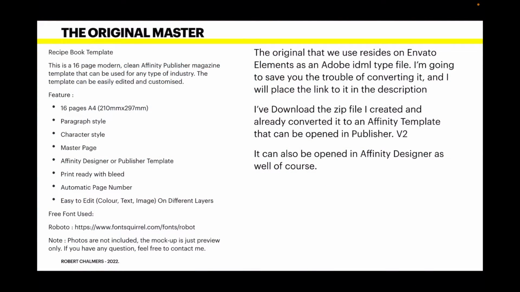Now, the original master, the recipe book template. This is a 16-page, modern, clean Affinity Publisher magazine template that can be used for any type of industry. The template can be easily edited and customised. The features: 16 pages A4, paragraph style, character style, master page, Affinity Designer or Publisher template. Can be used in both, of course. Print ready with bleed, automatic page numbering, and easy to edit. That's colour, text, images on different layers.